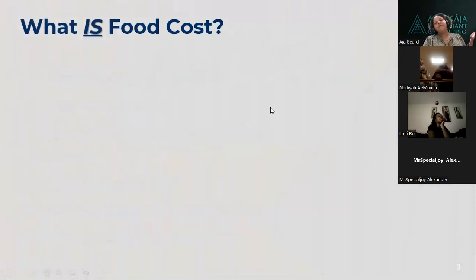So first, let's talk about what food cost is. Now, you can either use a chat or you can take yourself off mute. Just tell me what you think food cost is by definition.